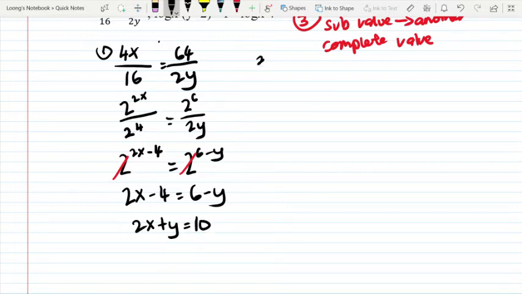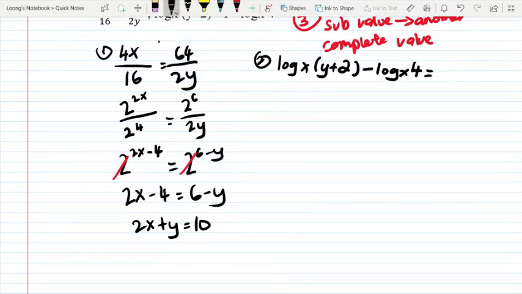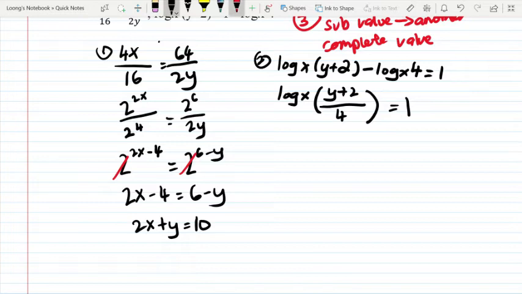And another one is log x (y plus 2) minus log x 4 equals 1. So here we could factorize log x out, and what we are left with is (y plus 2) divided by 4, which equals 1, and this log x could move to behind there and become the power of x.